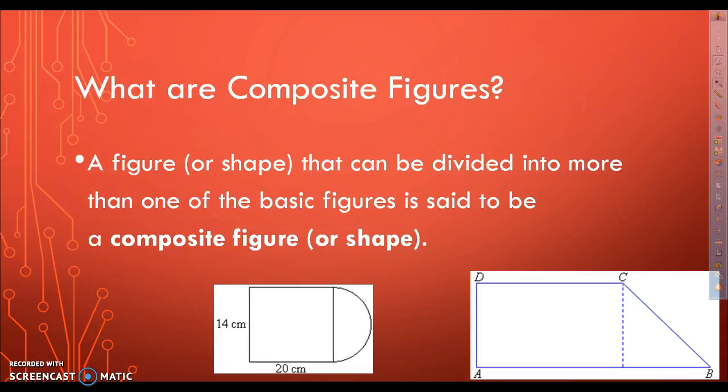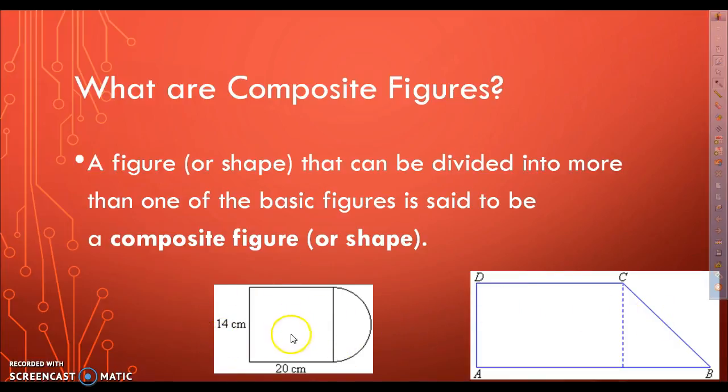Composite figures, so a figure or shape that can be divided into more than one of the basic figures is said to be a composite figure or shape. So in this case, we have different shapes in both of these figures. While these are two-dimensional figures, we'll be working with volume of composite figures that are three-dimensional.